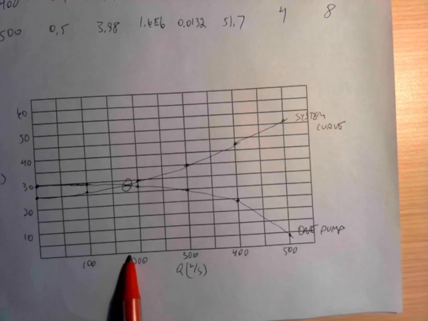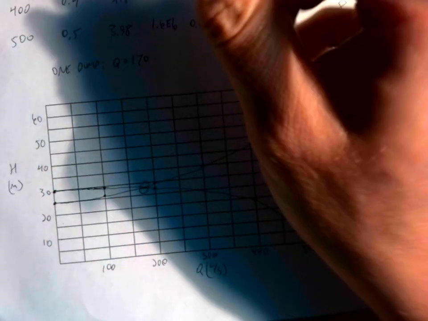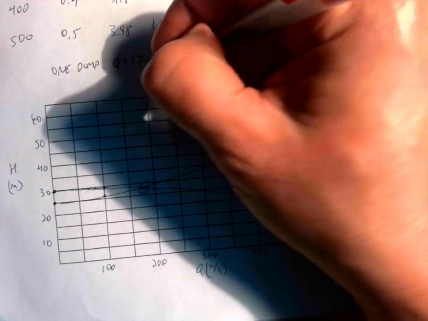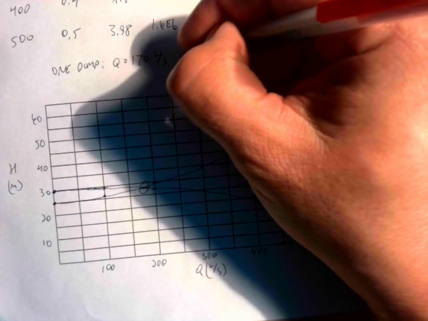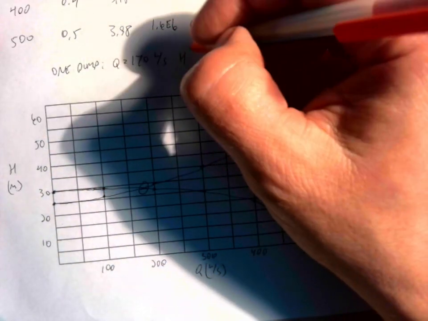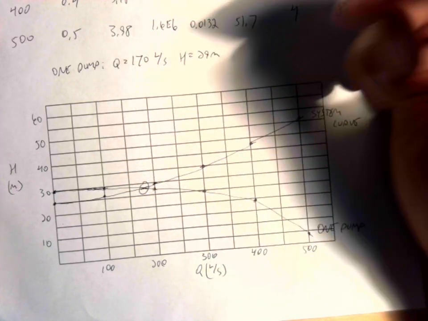And so our operating point there is going to be about a flow rate of, it looks like about 100, and I have it at 170 or 180. So one pump will have Q equal to, I put it as 170. That's what I had worked it out as, and it looks pretty close. And then the head that we get there is about 28 or 29. Okay, we'll go with 29 meters.